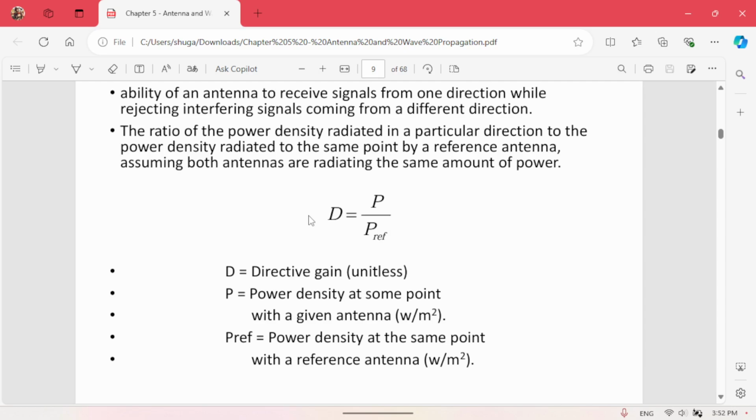This is the equation for directive gain: D equals P over P_ref, where P is the power density at some point and P_ref is the power density at the same point with a reference antenna.